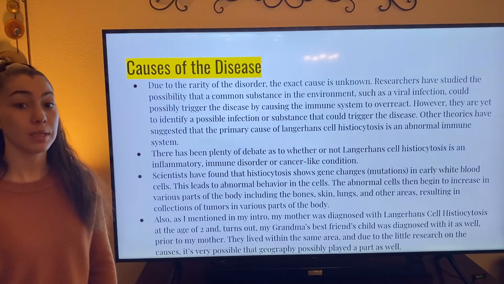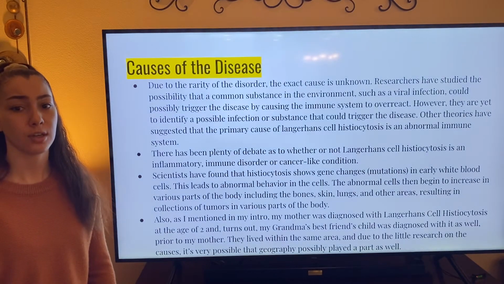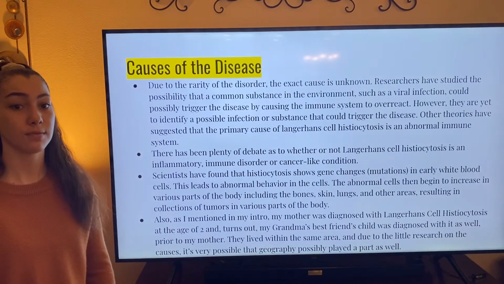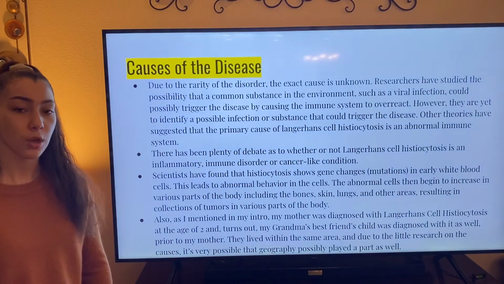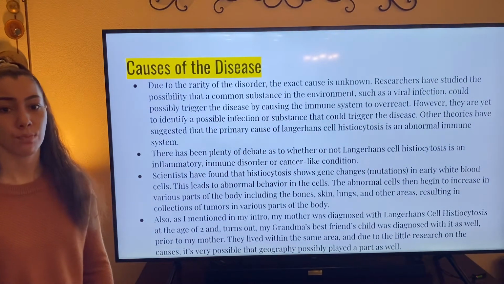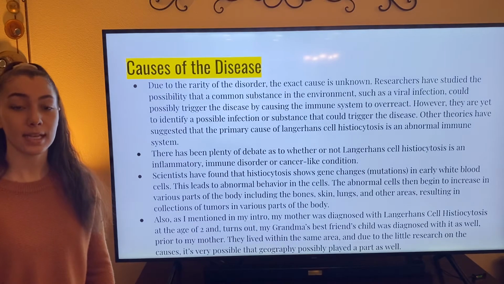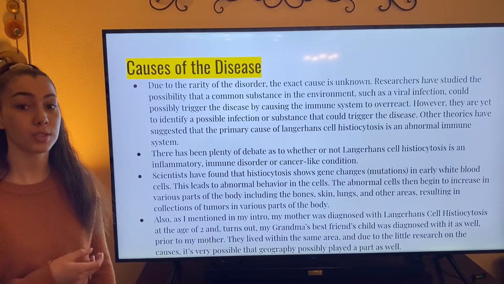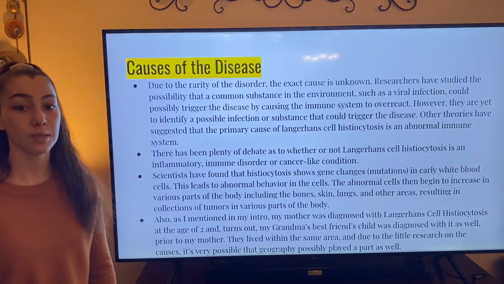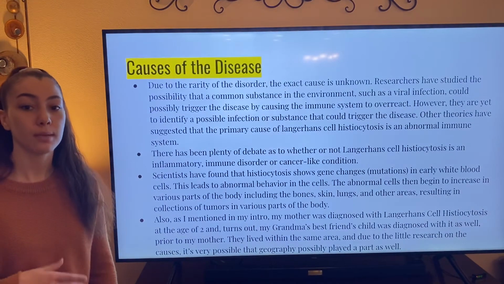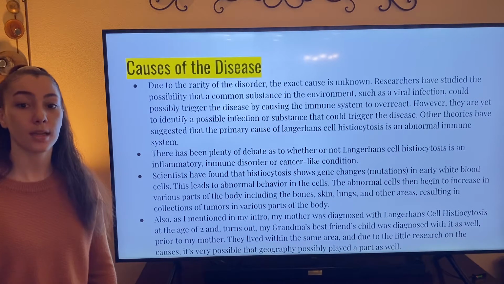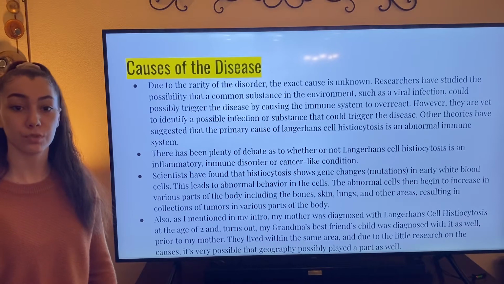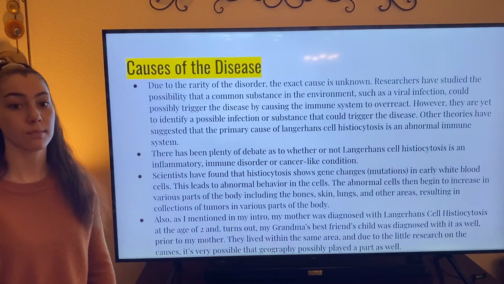There has been plenty of debate as to whether or not Langerhans cell histiocytosis is an inflammatory immune disorder or a cancer-like condition. Scientists have found that histiocytosis shows gene changes, mutations, in early white blood cells. This leads to abnormal behavior in the cells. The abnormal cells then begin to increase in various parts of the body, including the bones, skin, lungs, and other areas, resulting in collections of tumors in various parts of the body.